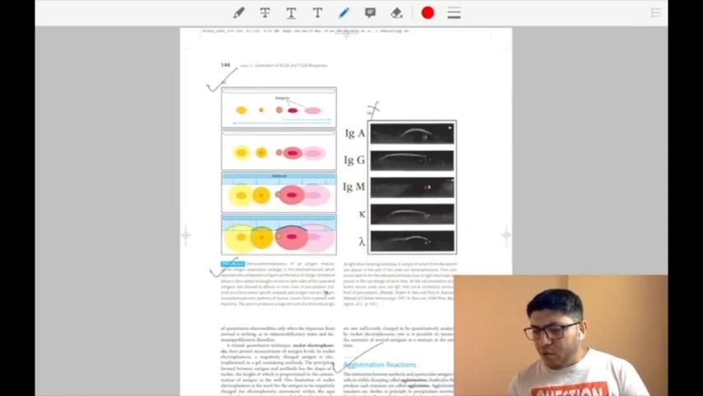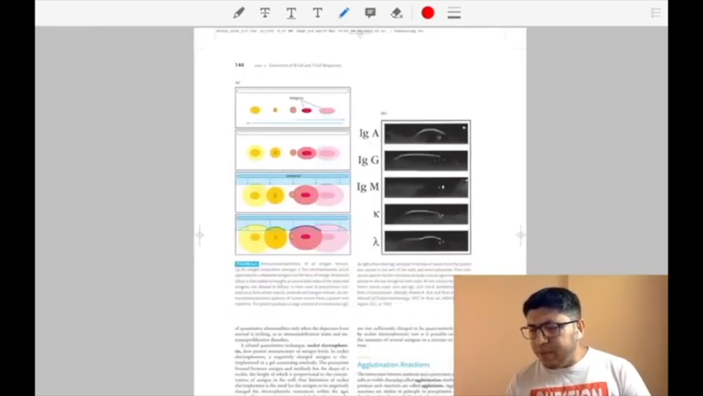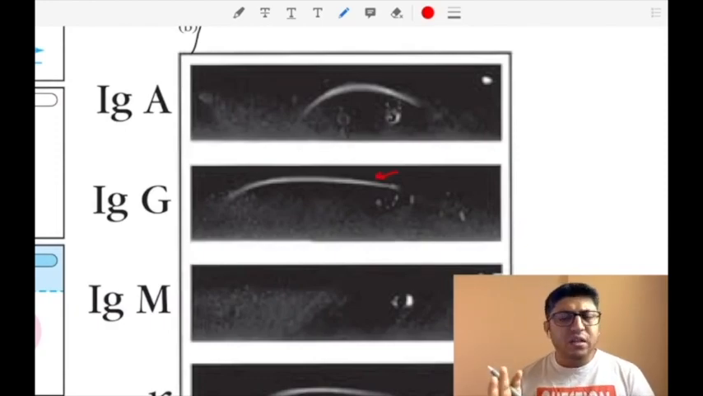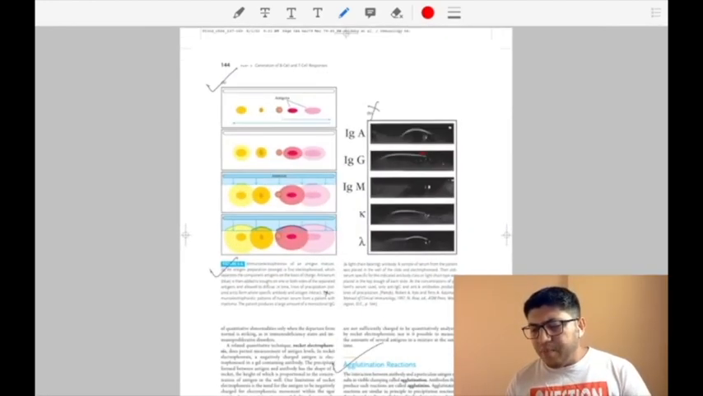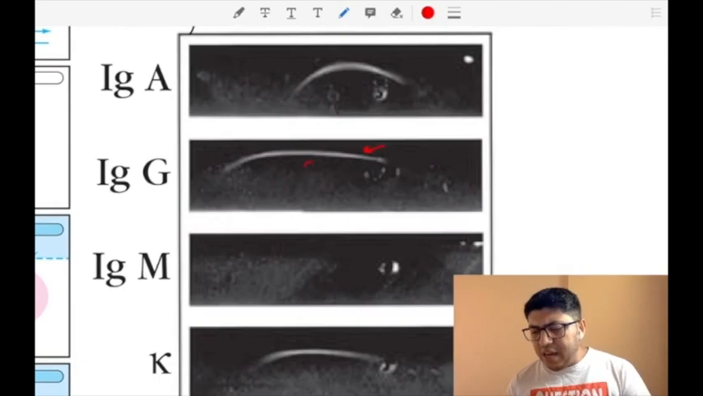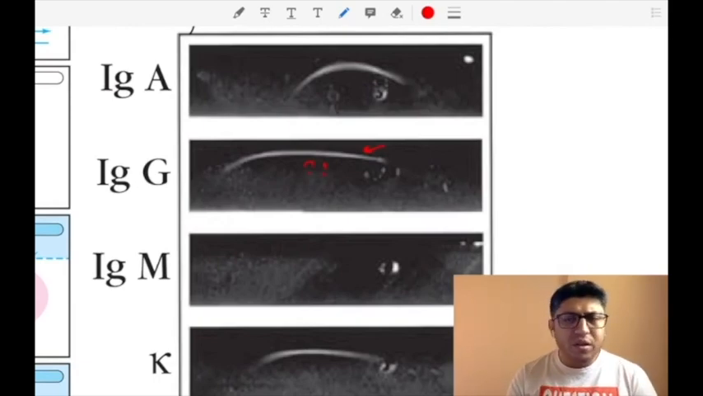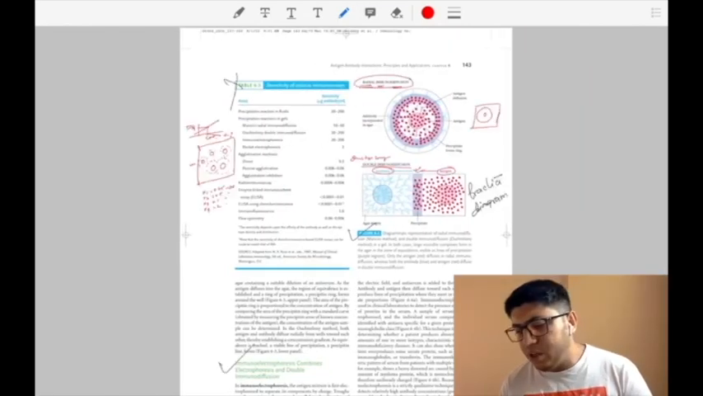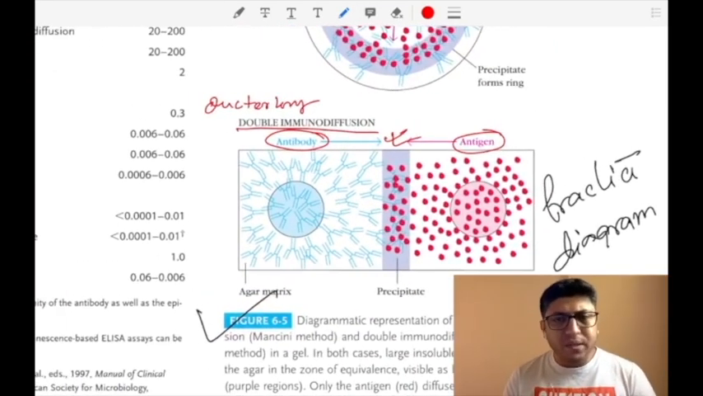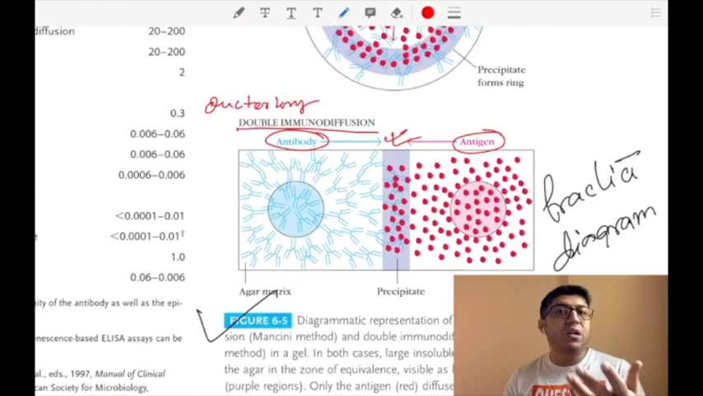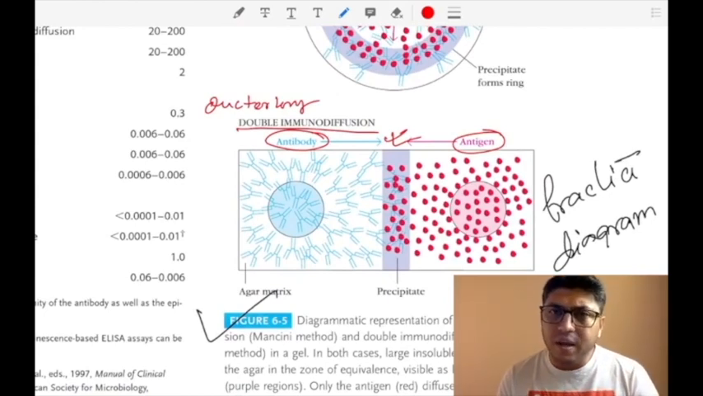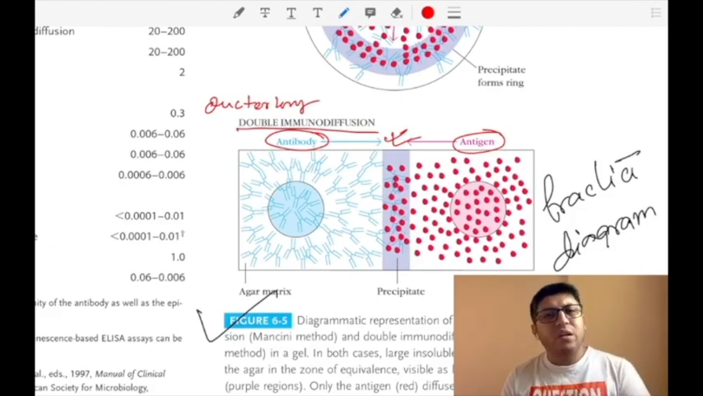So if you go through this, the precipitation line basically appears like this. This white patch is basically called the precipitation line. But if you look at this, is there any precipitation you can observe? No. Visibly, it is not possible. But does it mean that there is no precipitation? No. It means there is definitely a precipitation, but it is not visibly appearing, because the zone of equivalence is the place where you can see the precipitation line by our naked eye.